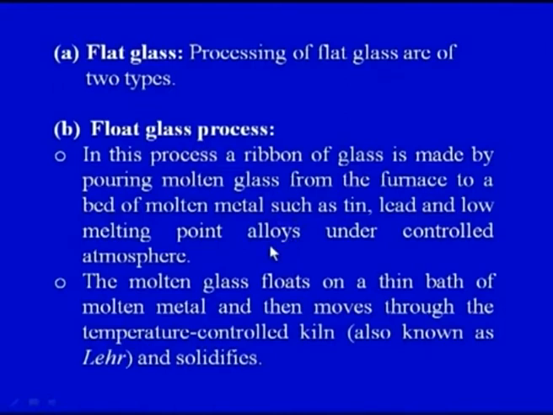So in this particular case, the raw materials are melted. Since we want to get a flat shape, a ribbon means flat geometry. So a ribbon of molten glass is poured over the molten metal. We have a bed of the molten metal, and the molten metal is of any low melting point alloy. So examples are given on the screen. We can have tin, lead or any other low melting point alloy. So we have a bed, and on top of this bed we are pouring the molten glass, and the glass is in the form of a ribbon.